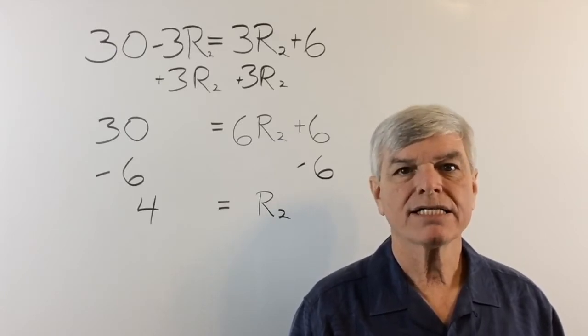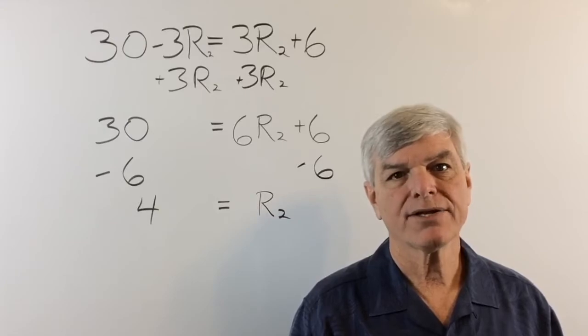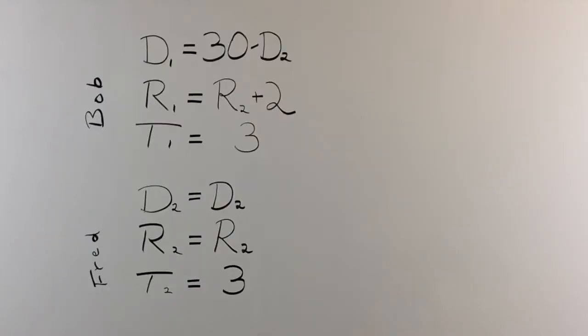Let's see how fast Bob was walking. Let's go back to the grid. Put that 4 in for Fred. Bob is Fred plus 2. That would be 6. And that's your answer. Bob is walking at 6 miles per hour. And Fred is walking at 4 miles per hour. Make sure you put that miles per hour in there, or mph, something like that.